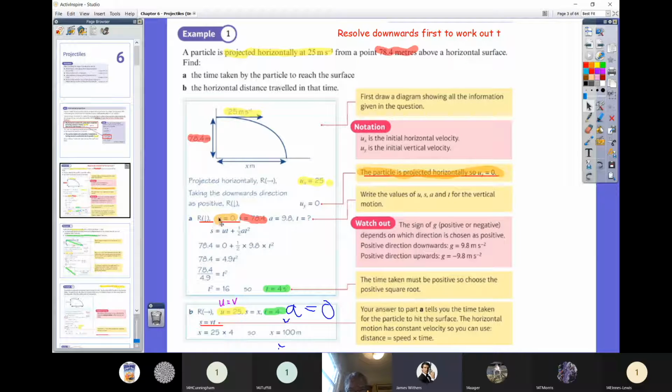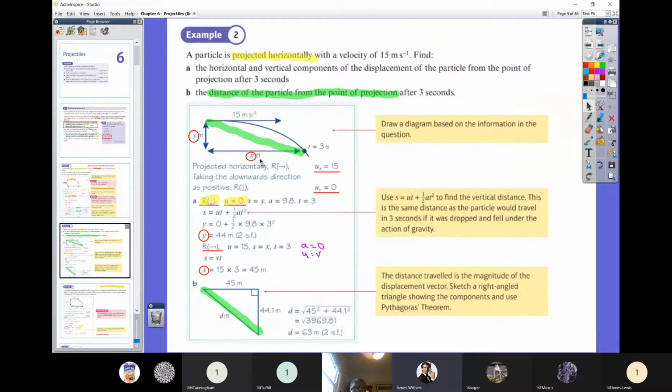So the key things to take from that, in order to work out the time for the journey, we choose to resolve downwards first, because the only unknown downwards is t. Okay, resolving downwards, we know the initial speed, we know the distance on this occasion. They told us the distance on this occasion, and acceleration is gravity, so the only unknown is t. Given the information we were given, we had to resolve downwards to work out t. Once we knew t, we could then resolve horizontally. So that was example 1.